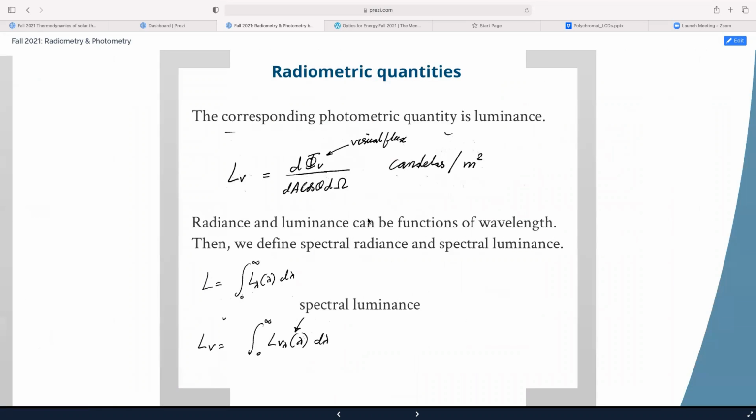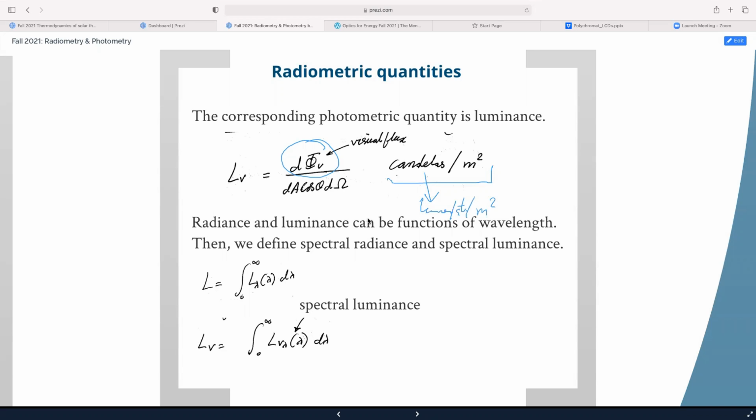On the photometric side, you have something called luminance, which is the exact same equation, except that in the numerator I'm replacing the radiant flux with the visual flux, or luminous flux. Sorry, I shouldn't confuse you. The units are in candelas per meter squared. Keep in mind, candelas are lumens per steradian. So, lumens per steradian per meter squared.